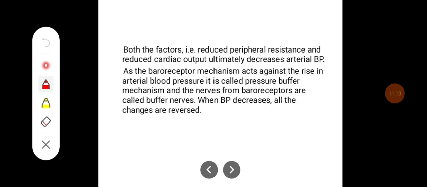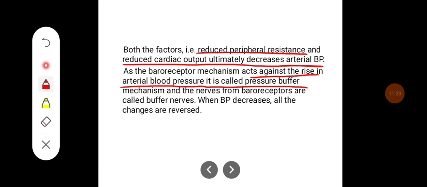Both the factors, that is reduced peripheral resistance and reduced cardiac output, ultimately decrease the arterial blood pressure. As the baroreceptor mechanism acts against the rise in arterial blood pressure, it is called the pressure buffer mechanism, and the nerves from baroreceptors are called buffer nerves. When blood pressure decreases, all the changes are reversed.